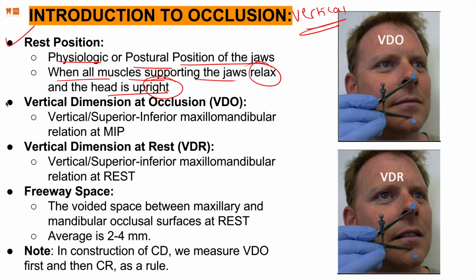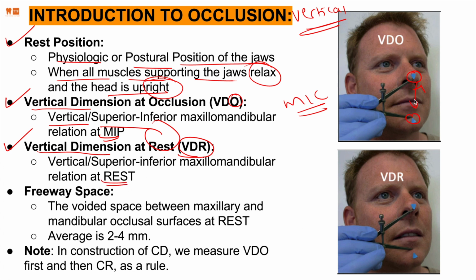How do you measure it? Well, vertical dimension at occlusion and vertical dimension at rest really help us. See, a vertical dimension measured from the tip of the nose to the tip of the chin at the time of maximum intercuspation or occlusion is the vertical, or superior inferior, maxillomandibular dimension at maximum intercuspation. Okay, now afterwards, let's drop our jaw a little bit and create vertical dimension at rest. And that is at rest, guys.